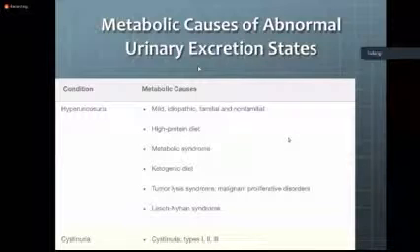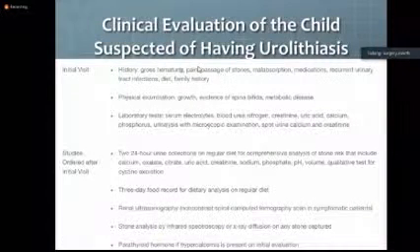The xanthine is another type, typically seen in one of the inborn errors of metabolism called Lesch-Nyhan syndrome, but this is extremely rare. Now, if you have a child who is suspected of having urolithiasis, history, physical examination, along with all the workup are extremely important.